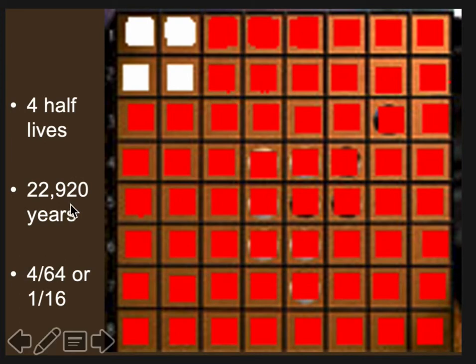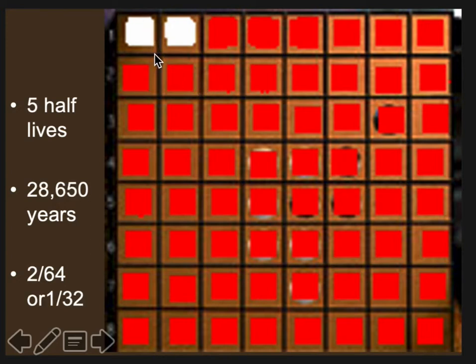After 22,920 years, you'd have half of 1/8, or 1/16 of the original. In this case, it's 4 out of 64 atoms. After 5 half-lives, or 28,000 plus years, you'd have 2 atoms left, or 1/32. Finally, 6 half-lives, 34,000 years, you would have 1 out of 64, 1 atom left of C14.